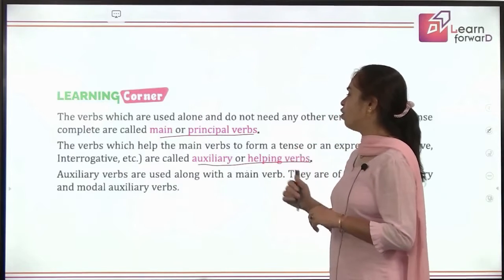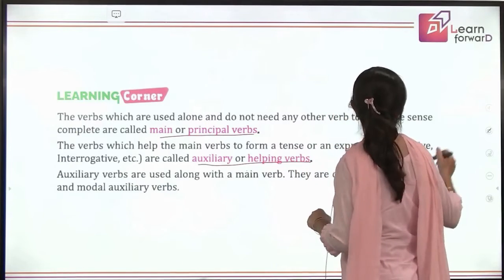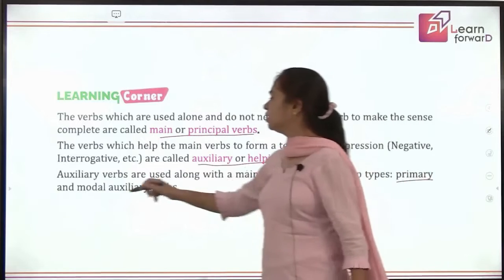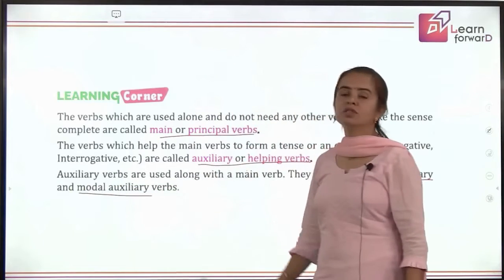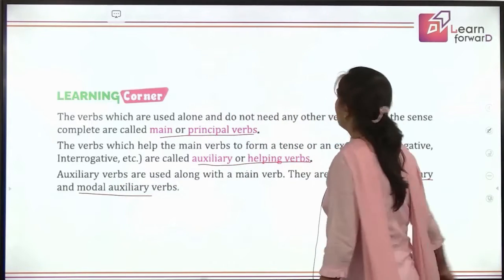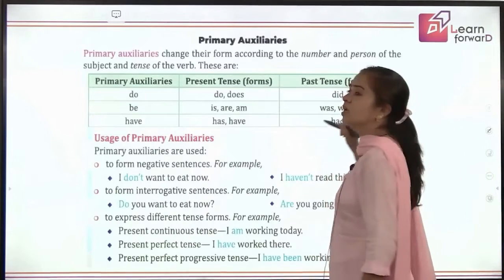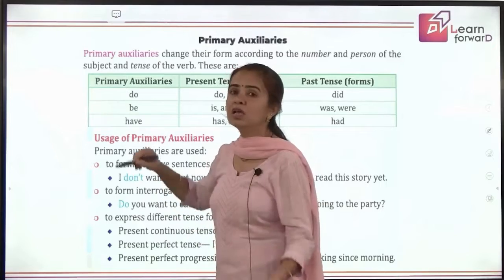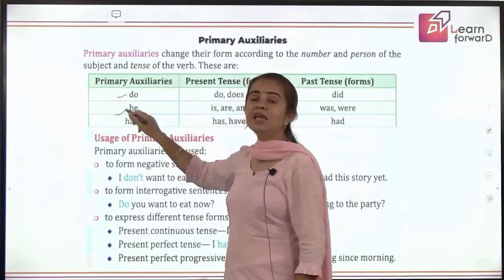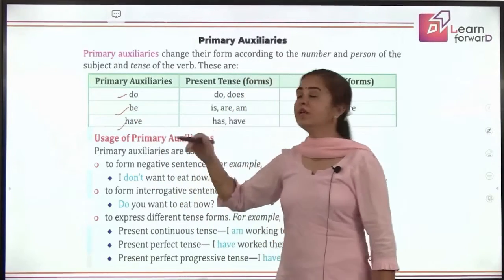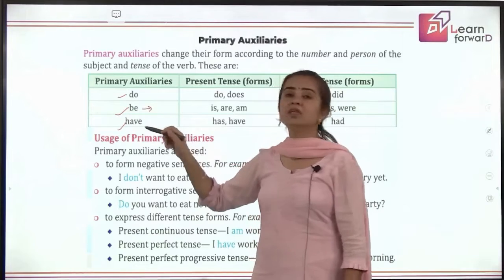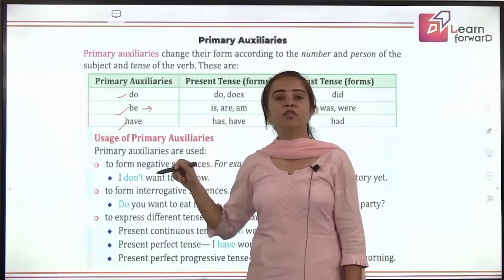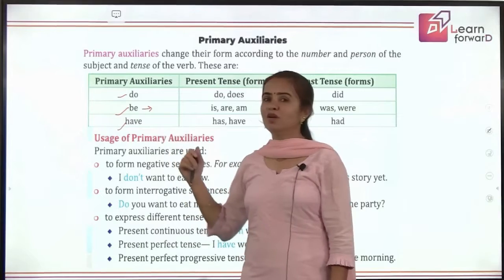So we have auxiliary verbs in two forms, the primary auxiliaries and the modal auxiliary verbs. So what are primary auxiliaries and the modal auxiliary verbs? We have three primary auxiliaries. What are those? It is do, be, and have. We have already learned that be shows existence. And what are the forms of be? Is, are, am, was, were, will be, shall be.